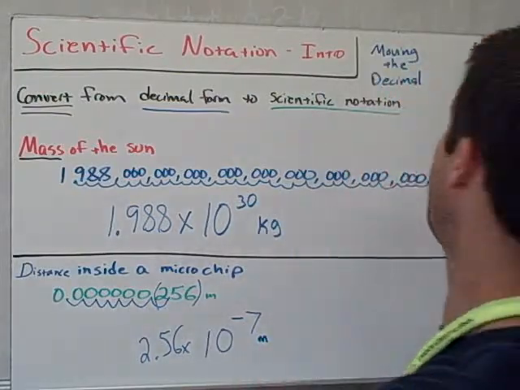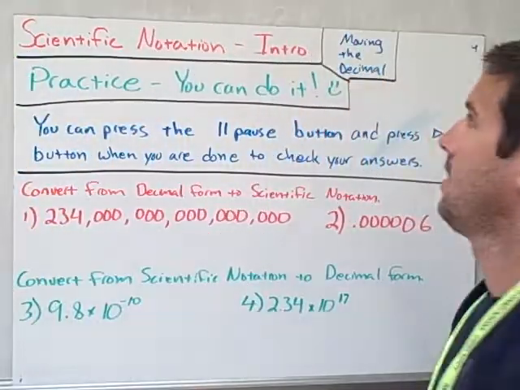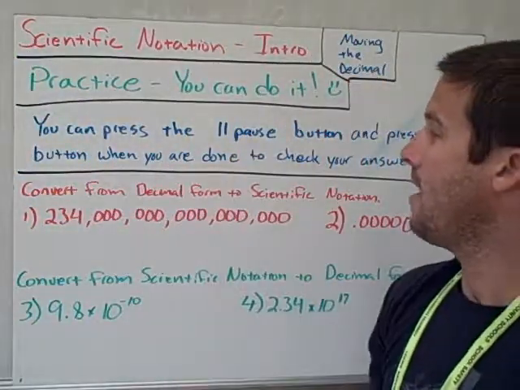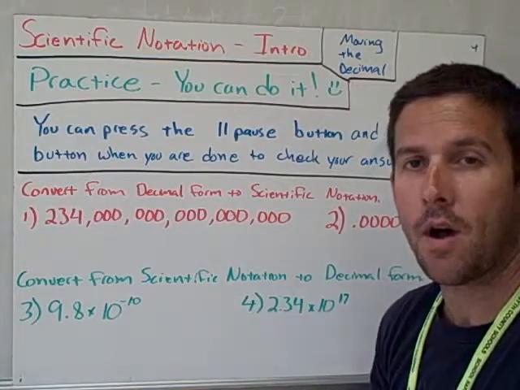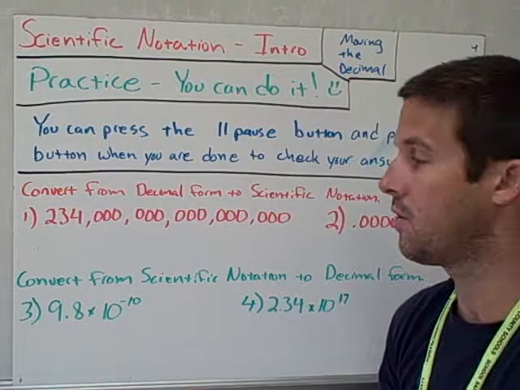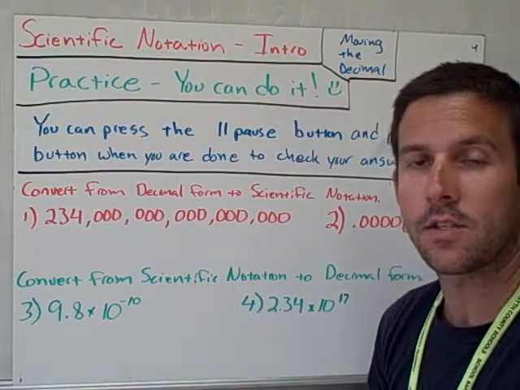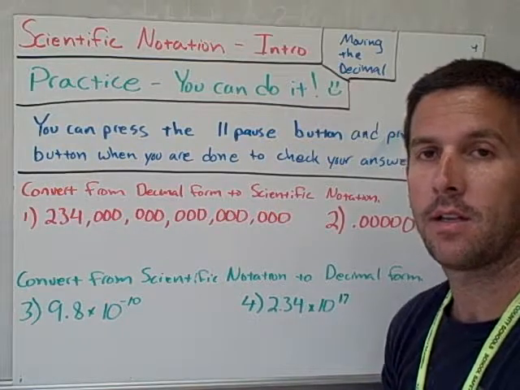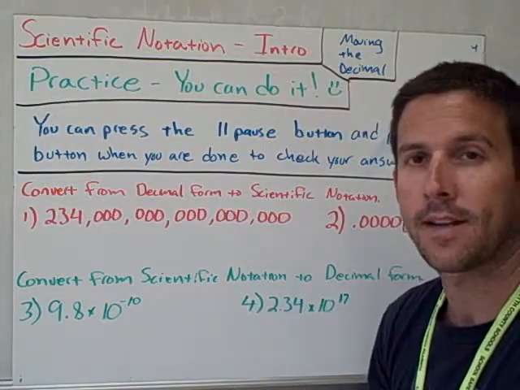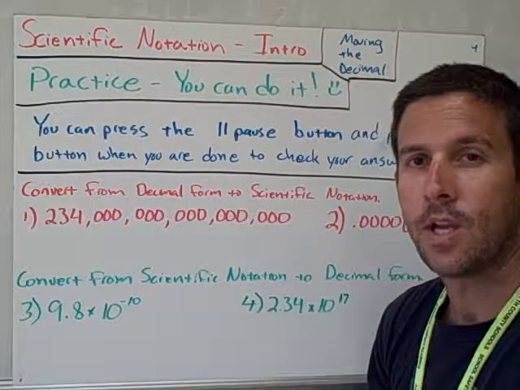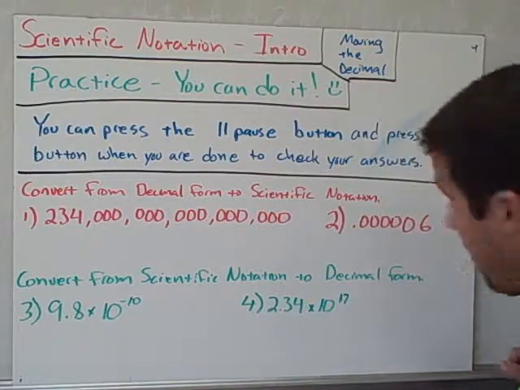Okay, now I want you to try it. All right, practice. You can do it. What I want you to do is press the pause button, and when you do, try working on these numbers and follow the directions. And when you're done, hit play, and I'll show you the answers. Hit pause now. Good luck. All right, welcome back. I hope you hit pause, or else that would look funny.